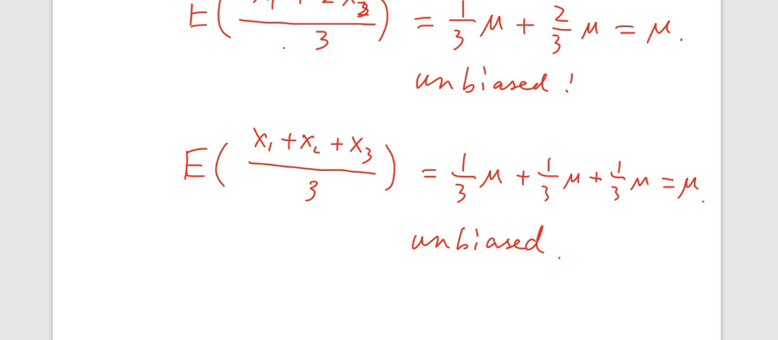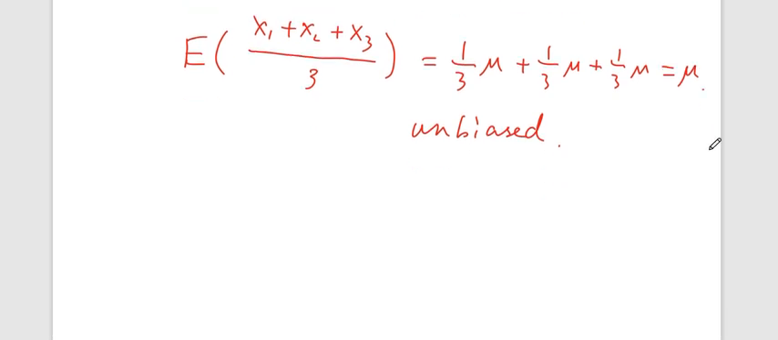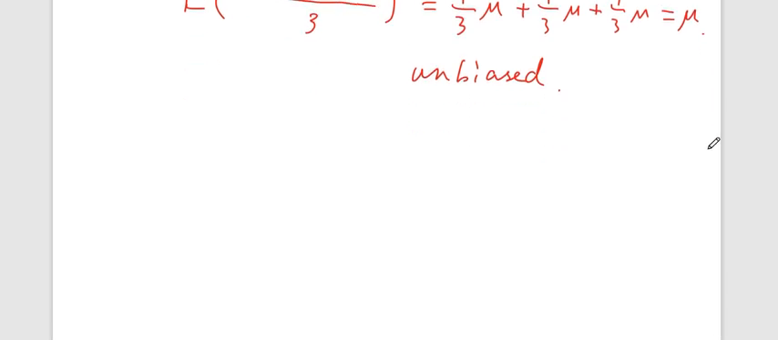So which one is better? The better one is the one whose variance is as small as possible. What is variance? Variance is just how much the estimate changes. Suppose we want to estimate this mu. We apply this method, and sometimes the estimate hits here or here or here or here.